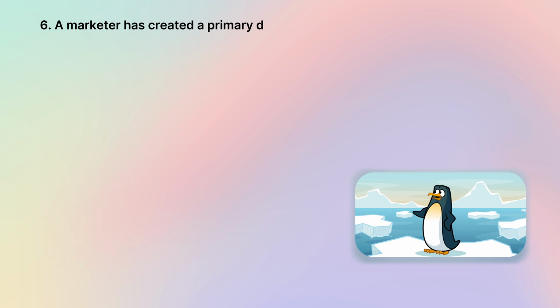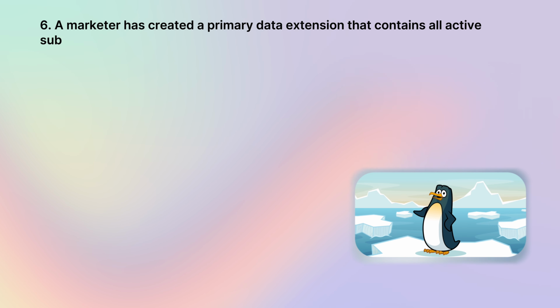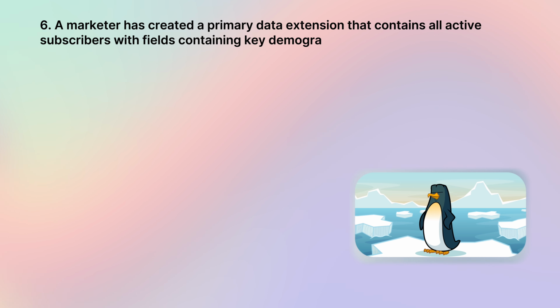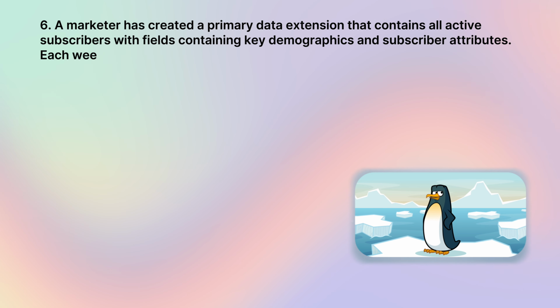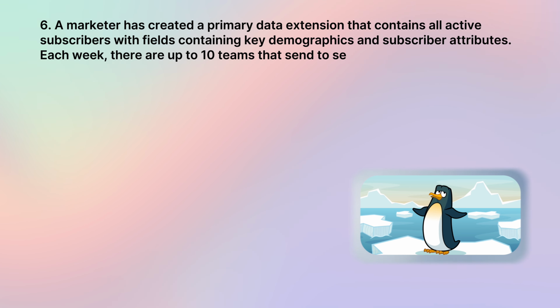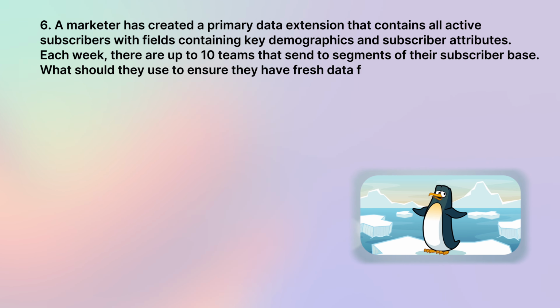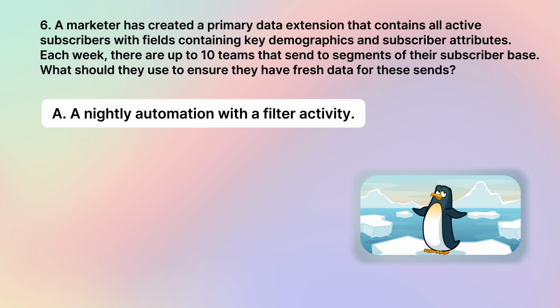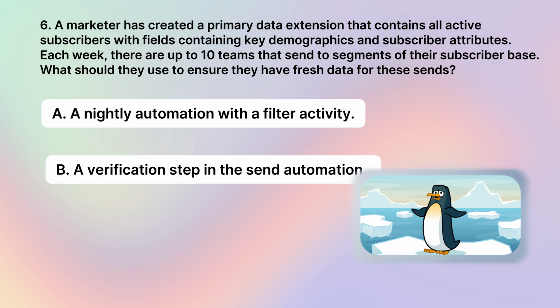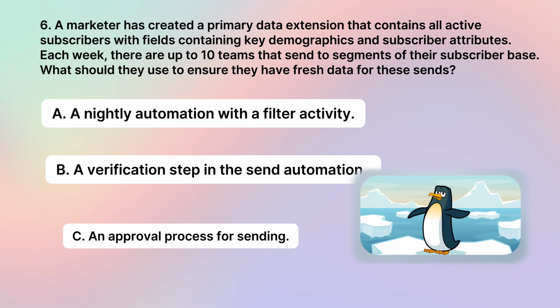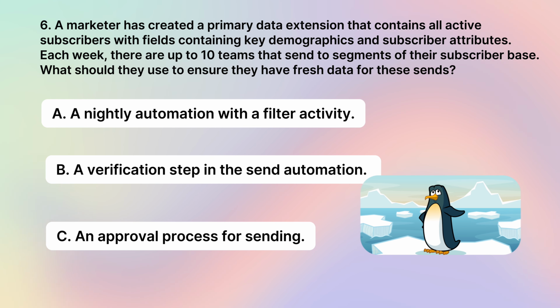Question 6. A marketer has created a primary data extension that contains all active subscribers with fields containing key demographics and subscriber attributes. Each week, there are up to 10 teams that send to segments of their subscriber base. What should they use to ensure they have fresh data for these sends? A. A nightly automation with a filter activity. B. A verification step in the send automation. C. An approval process for sending.